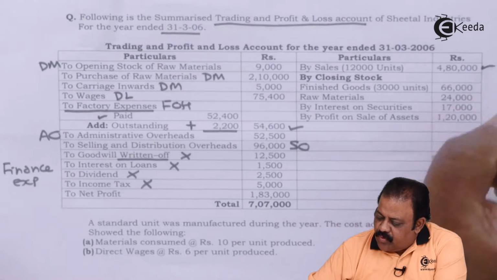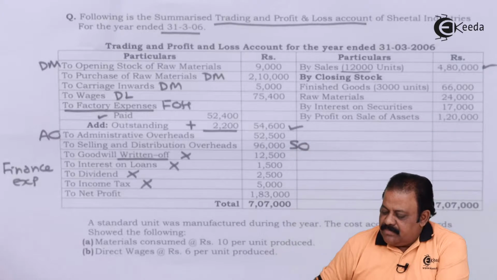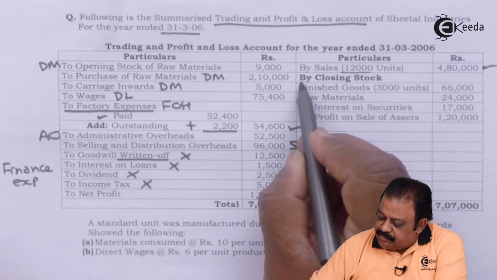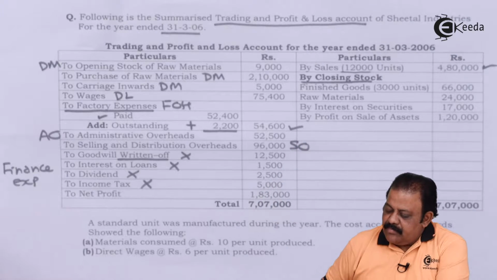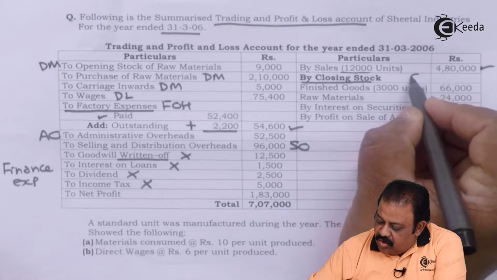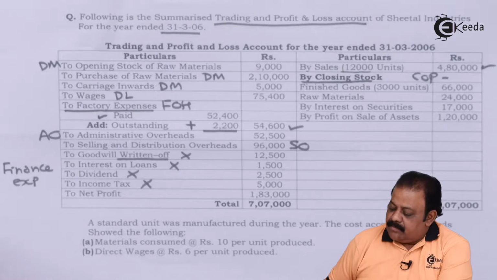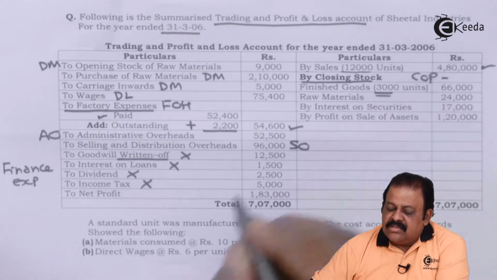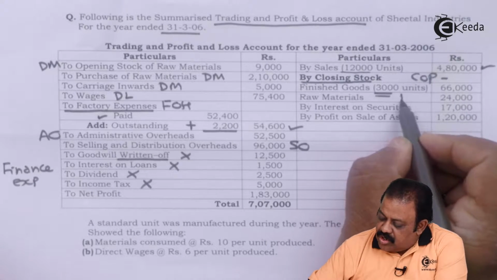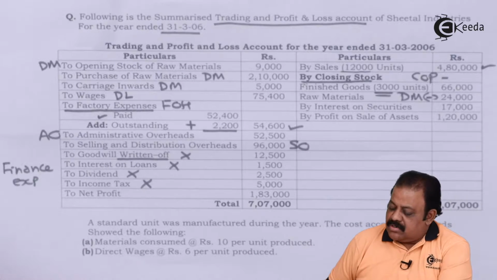Sales they have given 4,80,000 amount and number of units they have given 12,000 units. Closing stock of finished goods 66,000. In cost sheet we are required to deduct this from cost of production. Closing stock units are given 3,000 units. Raw material closing stock we will have to deduct from direct material consumed.